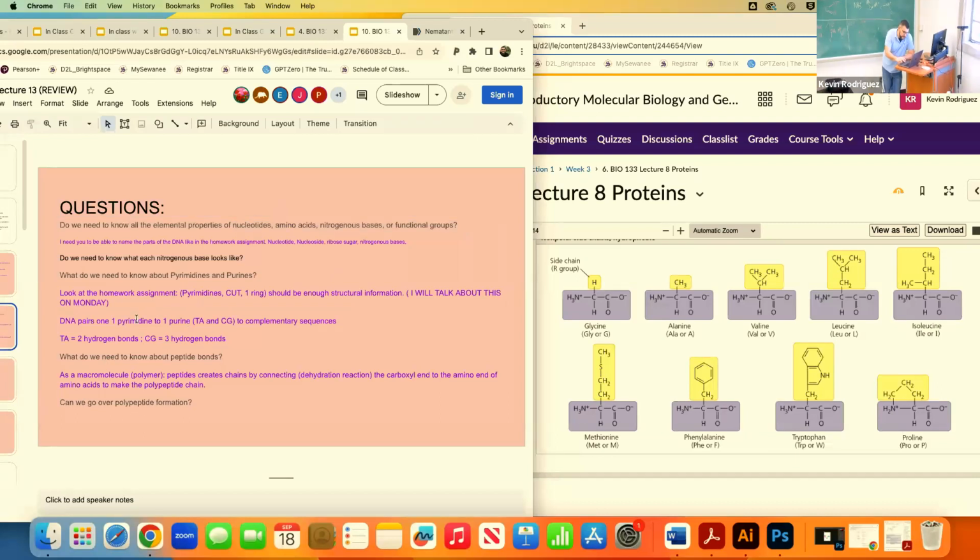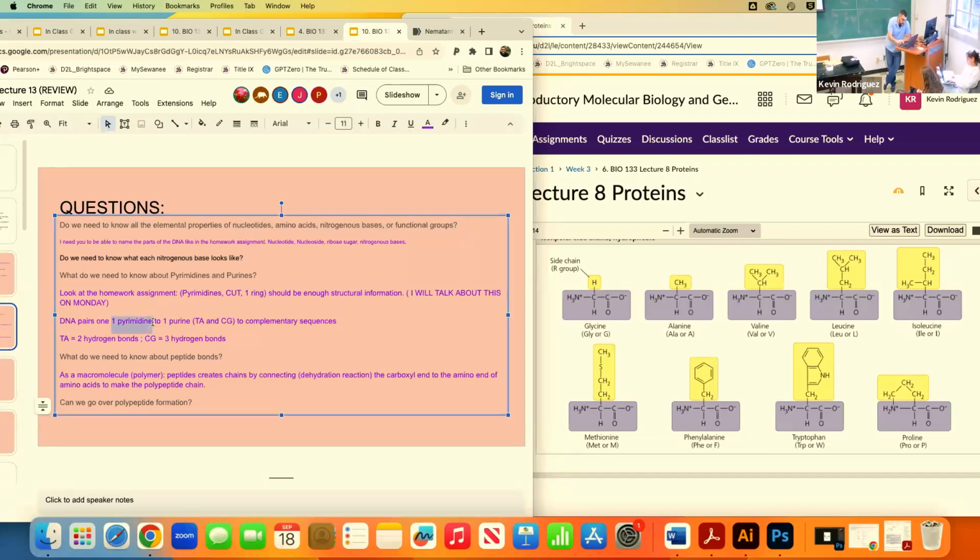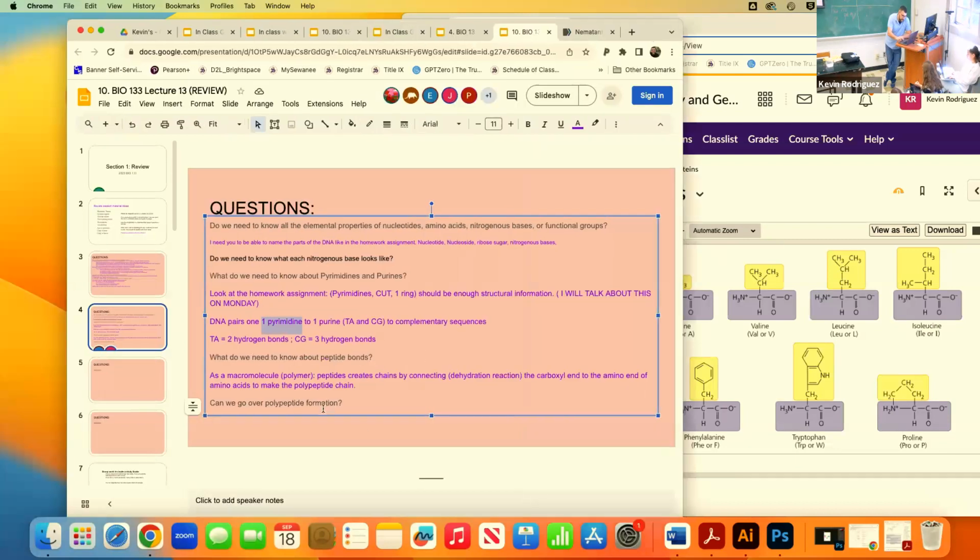Right, so that's where I do my pyramid thing. Pyramidines: cytosine, uracil, thymine, okay. And what do we know about peptide bonds? I think I answered that pretty well. And polypeptide formation. So I think, yeah, we covered that, we should be fine.